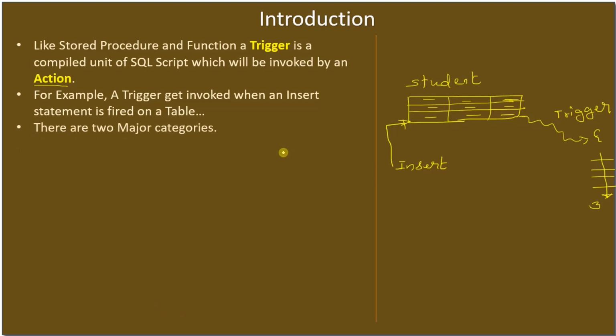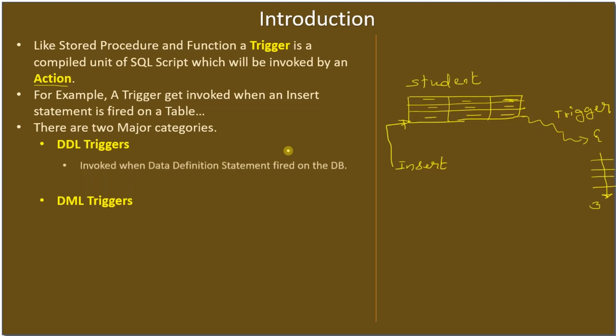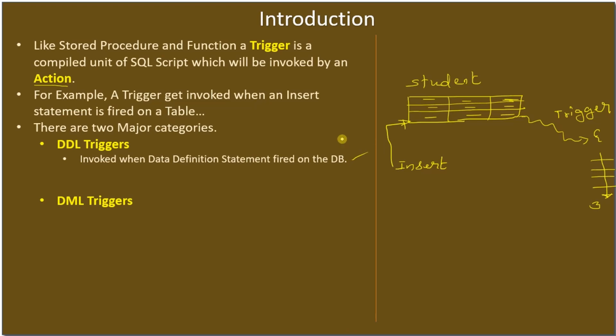There are two major categories of triggers. They are DDL triggers and DML triggers. DDL triggers are invoked when a data definition statement is fired on the database. Data definition statement, say for example, creating a table, which requires a definition for the table, or creating a view, creating a procedure, or altering or deleting. All these are called DDL, or data definition language. When you run data definition language, at that time you can trigger a specific procedure.